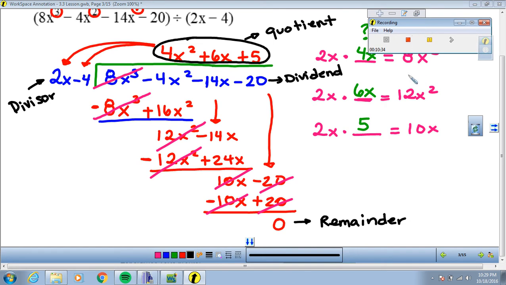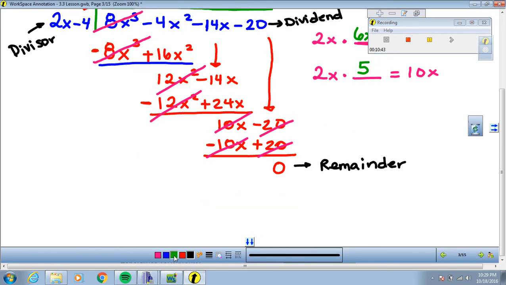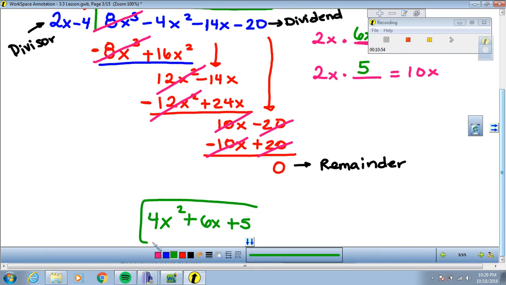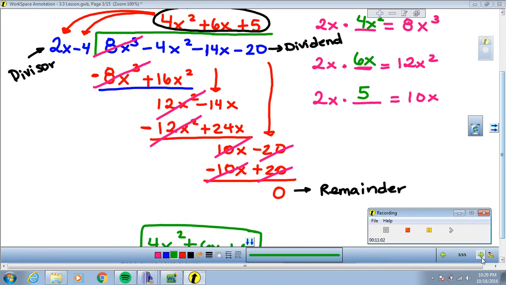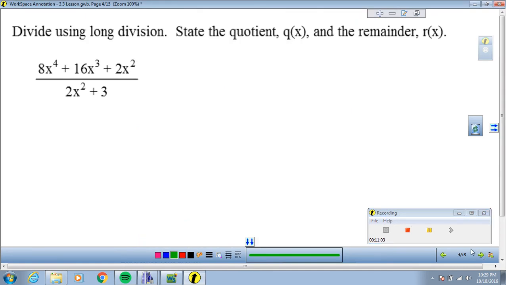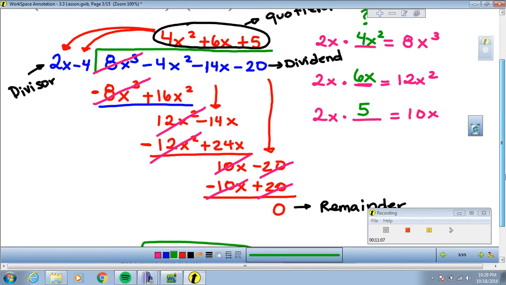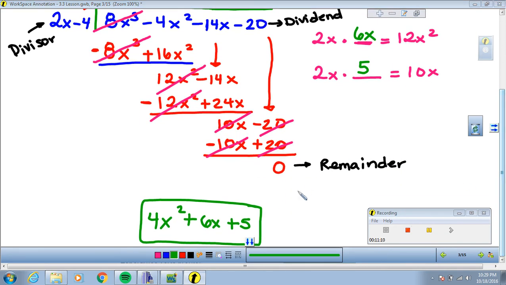So when the remainder is 0, your answer basically is just the quotient. That's what it is, and that's it. You don't need to worry about the remainder. So the answer would be 4x to the second power plus 6x plus 5. That's what your answer is supposed to be for this one. Okay. Let's do the next example. Sorry, I didn't quite show you the answer, right? Didn't set it to look enough there, but that's what it is.